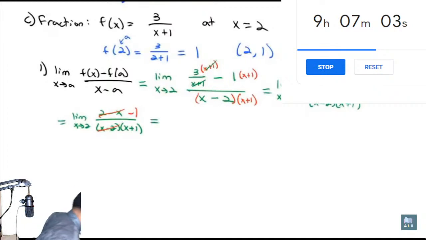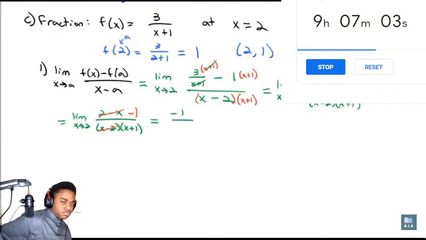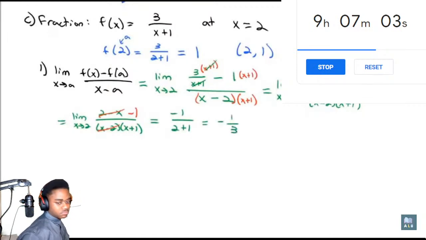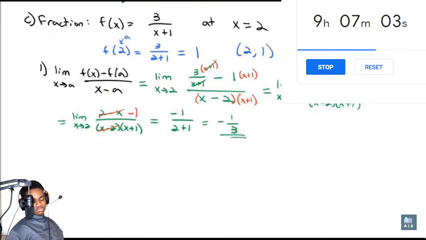And now that we've removed that discontinuity, we can do direct substitution and plug 2 into the fraction. So we have negative 1 over (2 plus 1). And this gives us negative 1/3 for our slope. The slope at 2 is negative 1/3.